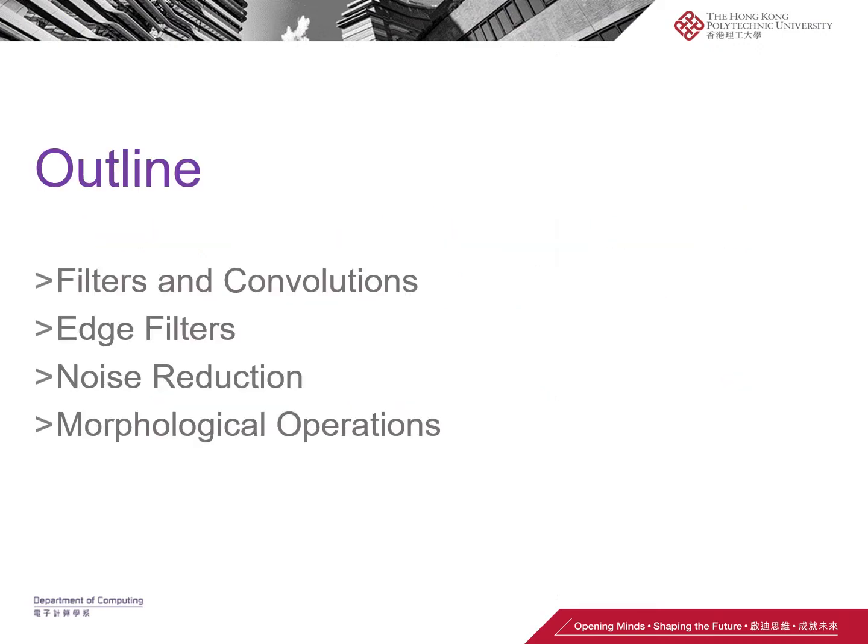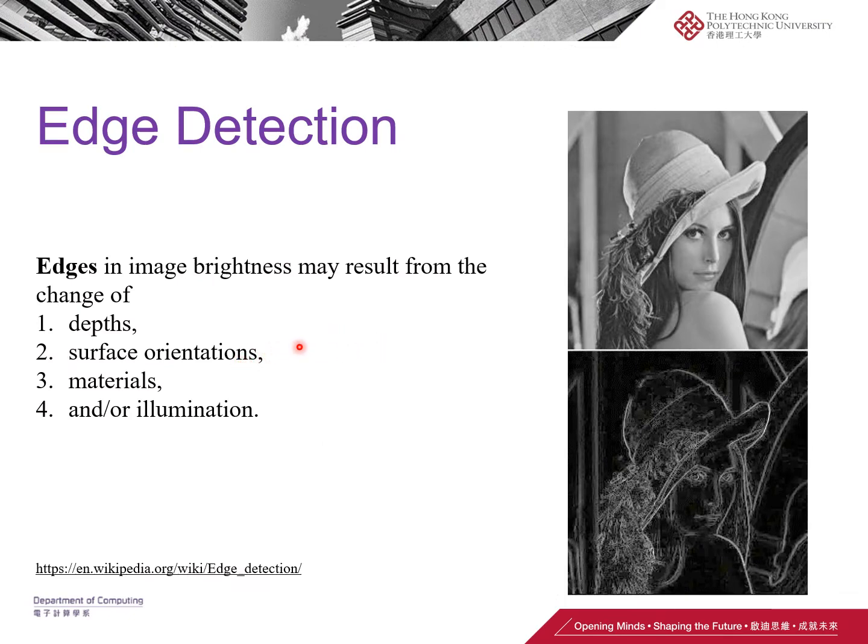More specifically, we will introduce a new operation called filters or convolution, and then we will introduce the edge filters and the filters for noise reduction, and then finally we will introduce the morphological operations. Let's start with the edge detection. Edge detection is to find such kind of edges from the images. Those edges may be caused by the change of depth, surface orientation, materials, or illuminations, as we have introduced. Anyway, we're going to introduce some of the filters which are able to extract such kind of edges from that image, like showing here.